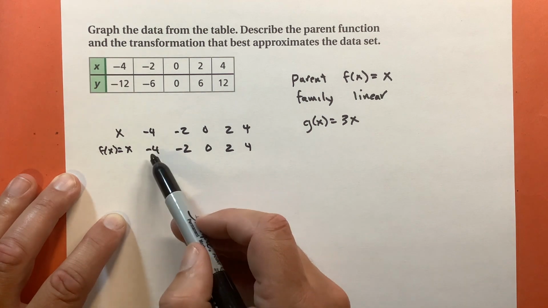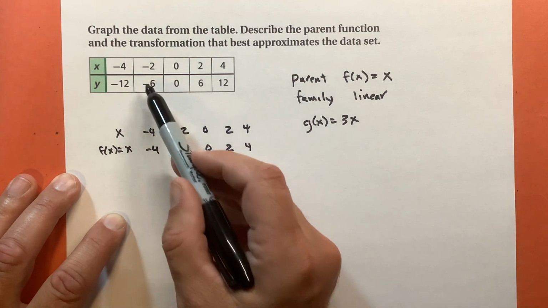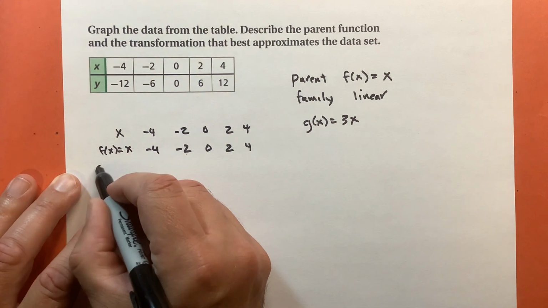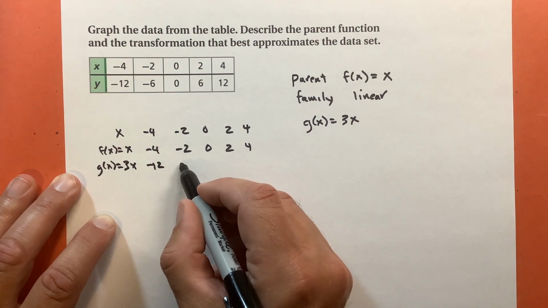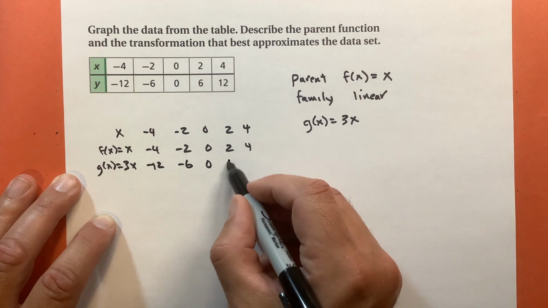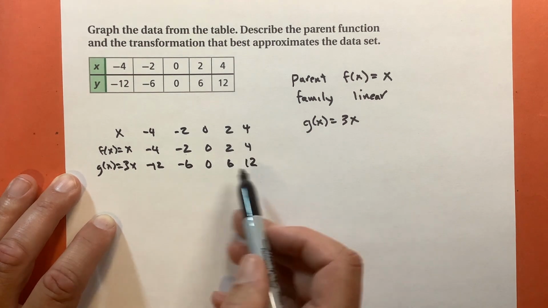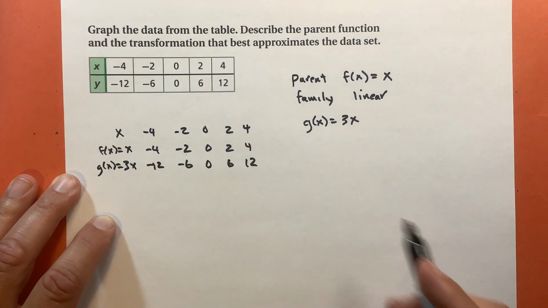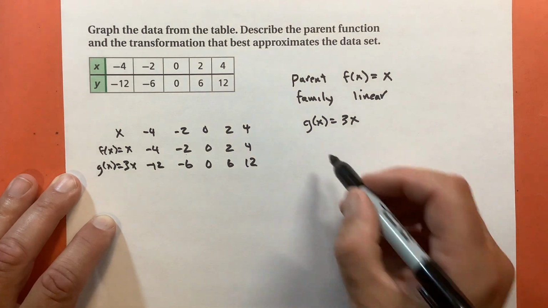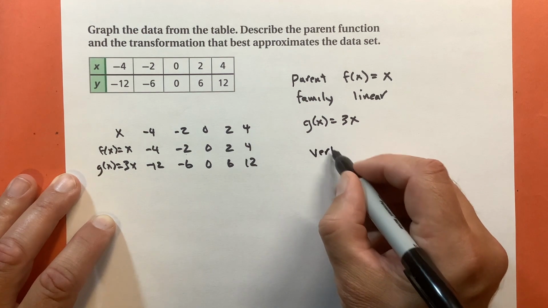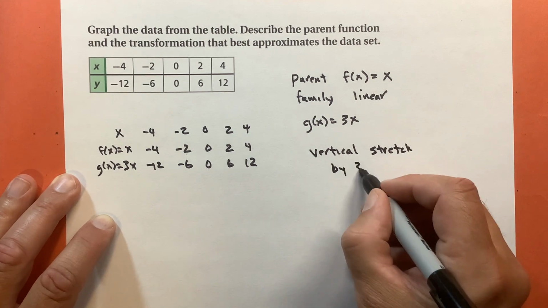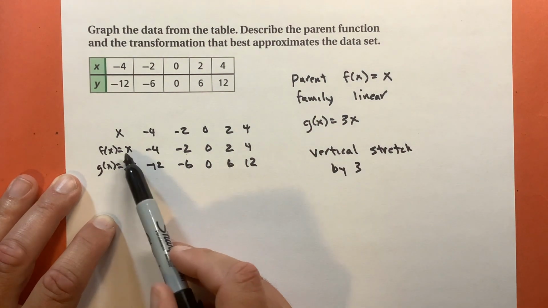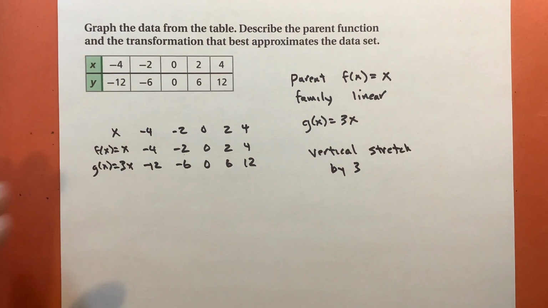And now, how do I go from -4 to -12? How do I go from -2 to -6? What did I do every time? It looks like I multiply by 3. -4 times 3 is -12. -2 times 3 is -6. 2 times 3 is 6, and 4 times 3 is 12. And that matches up with this. So by multiplying it by 3, that means that I have a vertical stretch by 3. Each of the output values of the parent got multiplied by 3. And of course, that means I'm changing the y values, which are the output values.